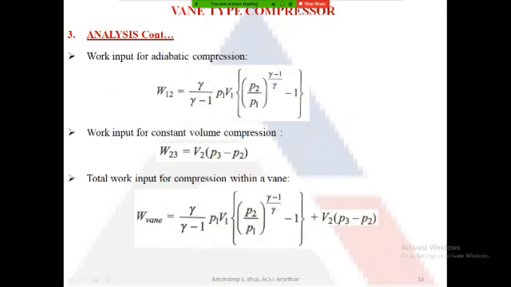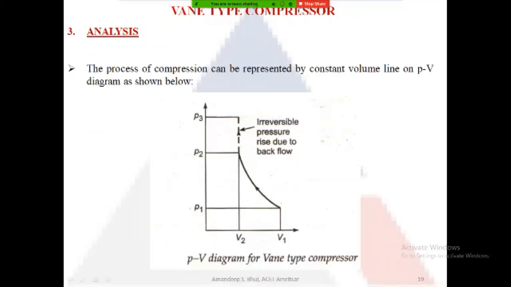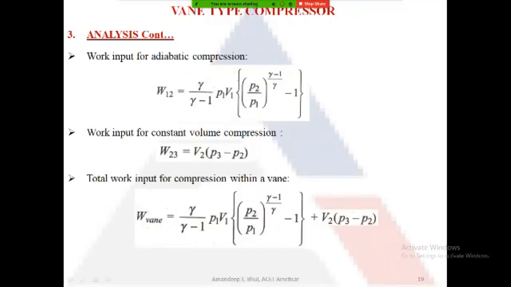Now the work input for adiabatic compression, the 1 to 2 process, that is the first half of the compression, is given by this formula: gamma upon gamma minus 1, P1 V1, bracket, P2 by P1 to the power gamma minus 1 upon gamma, minus 1, brackets closed. This is the equation for the work done for the first part of the compression, from pressure P1 to P2, the adiabatic compression 1 to 2 process.